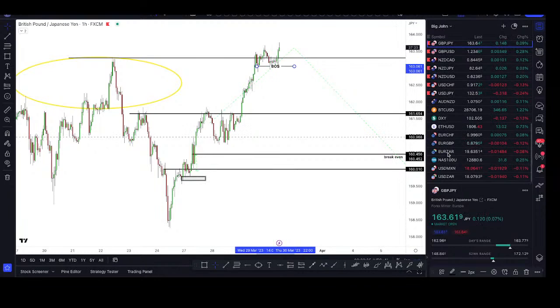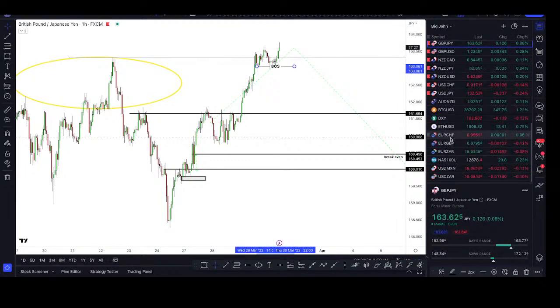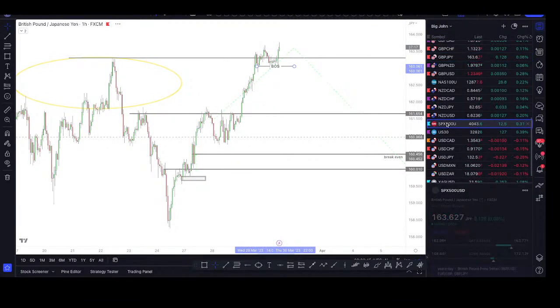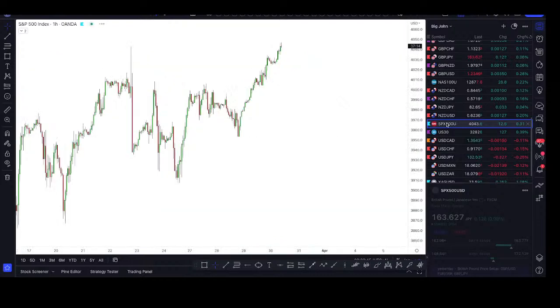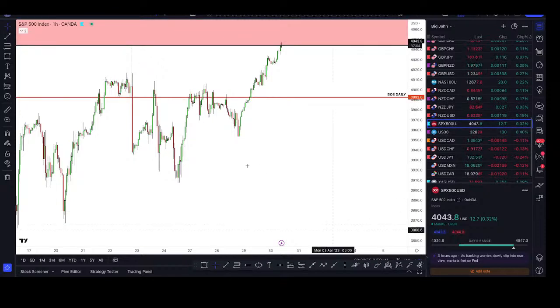Any other pairs people want me to check? Let me know. I'm gonna check SPX now. Let me do this so I can see what I'm looking at. There we go. UK 100. Hello, Paul. How you doing, mate? I don't really trade UK 100, but I will look at it for you.